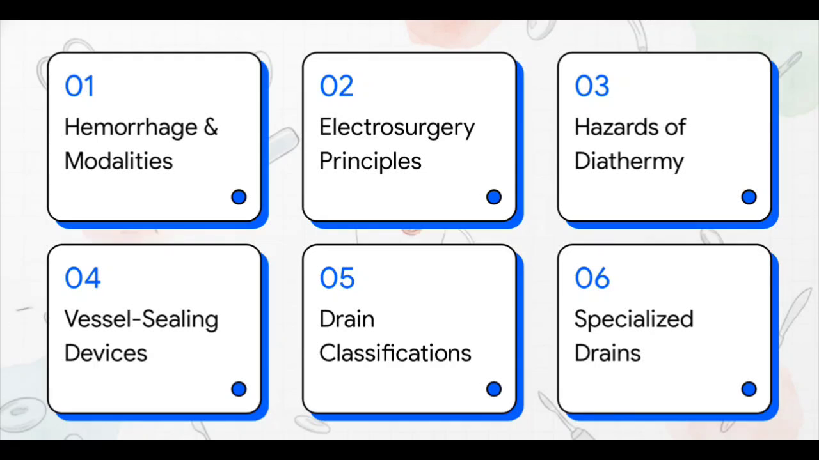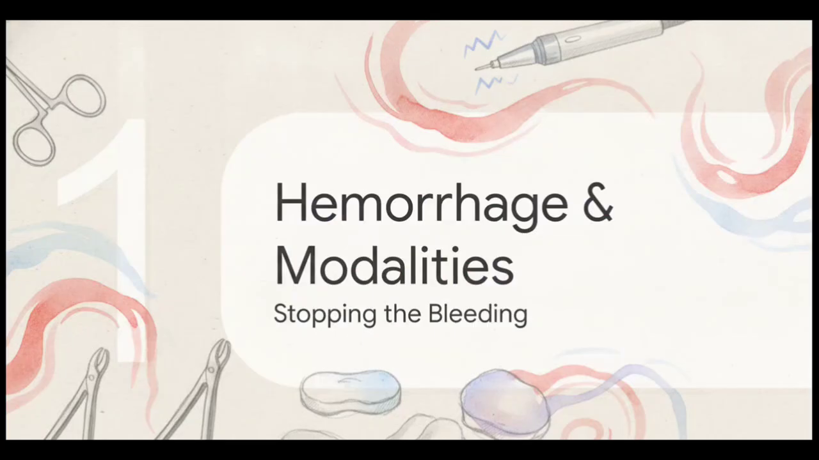Here's our roadmap for today. We're moving chronologically, starting with hemorrhage and hemostatic modalities, then hitting the principles and hazards of electrosurgery, checking out advanced vessel sealing devices, and wrapping up with surgical drain classifications, specialized drains, and their removal. Kicking things off with Section 1, hemorrhage and hemostatic modalities.